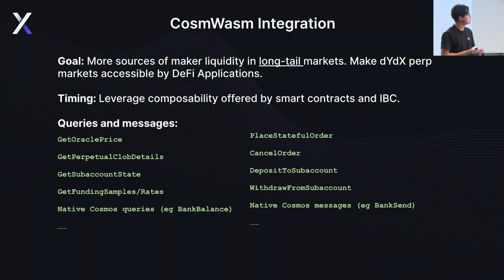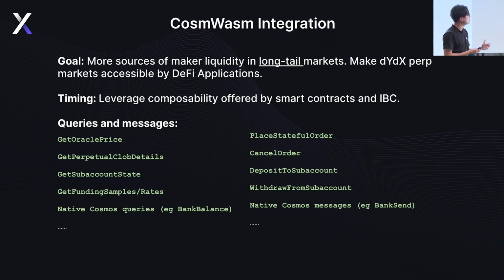So okay, this brings us to CosmWasm integration. The goal of this integration right now is to enable more sources of maker liquidity in long tail markets. It's important to talk about long tail here because the higher cap markets with thick liquidity are not the subject of concern. The concern here is, again, in a long-term vision where you can launch any perpetual markets on anything that has an oracle price, you cannot always rely on market makers to provide liquidity. You need some additional source of liquidity, whether it's an AMM or a smart contract, right?